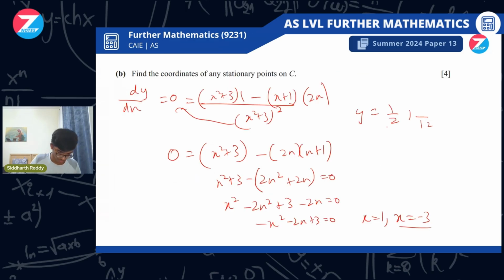One second. Minus 1 by 6. So this is minus 1 by 6. So the stationary points are (1, 1/2) and (minus 3, minus 1/6).